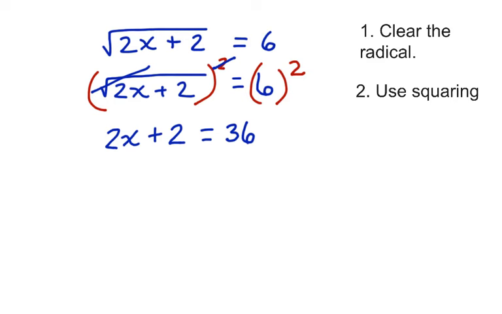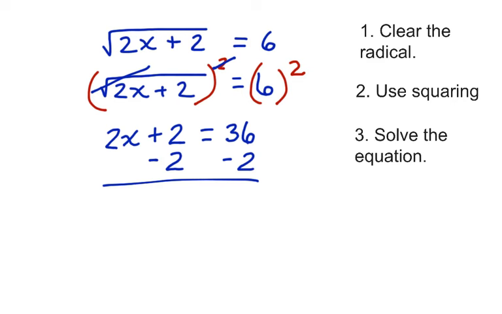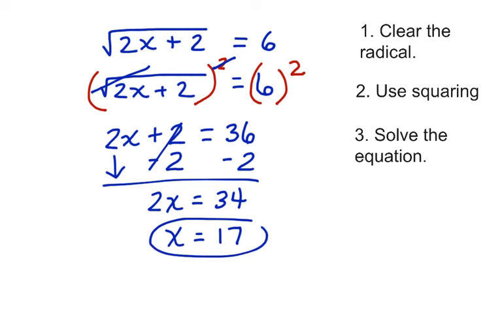Now we have a two-step equation, and we can solve it. Let's use the inverse of addition, subtraction. Subtract 2 from both sides. These cancel, bring down the 2x. 2x is equal to 34. X is equal to 17. This is our solution. Now let's look at another one.